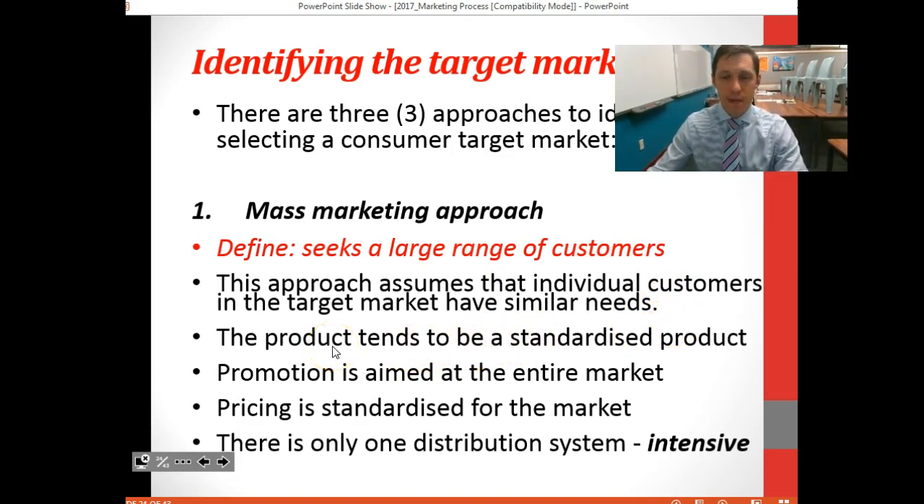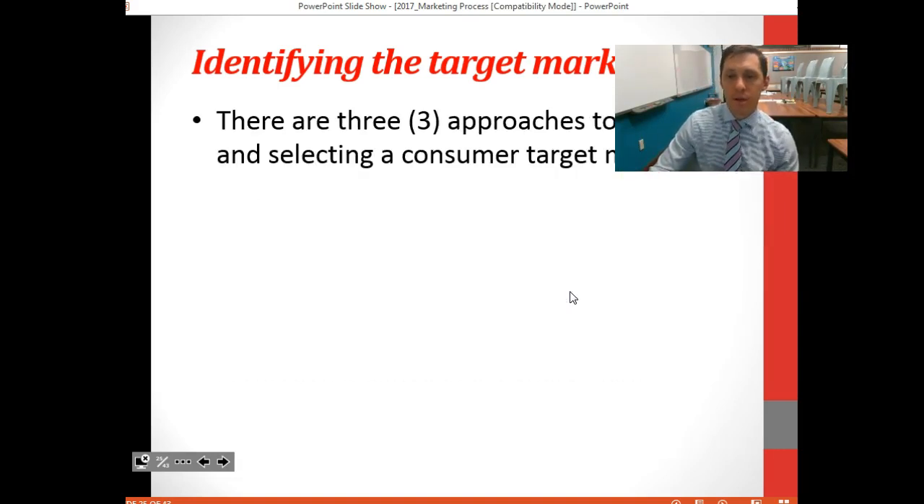The product tends to be standardised, i.e. water, Coca-Cola. Promotion is aimed at the entire market. You're not targeting sports people, you're not targeting kids, you're not targeting adults, you're targeting everyone with the same marketing approach. Pricing is standardised. And there is only one distribution system, and that is intensive. So you're going to sell your Mount Franklin in your service stations, in your supermarkets, in your convenience stores, for example. So your customers might be targeted through a mass marketing approach.